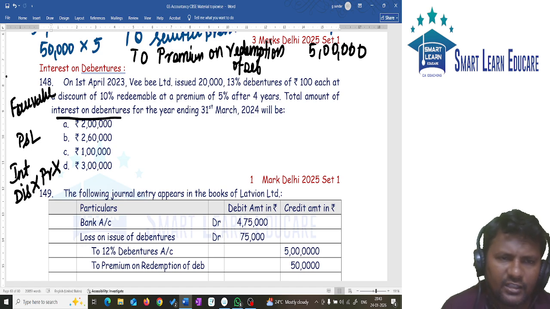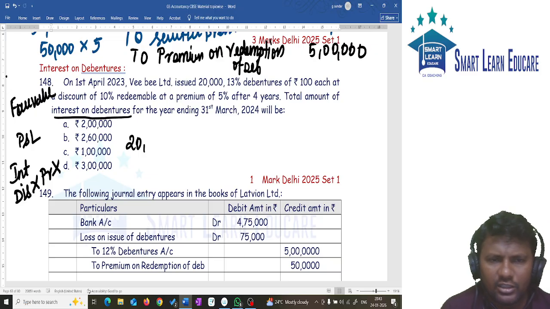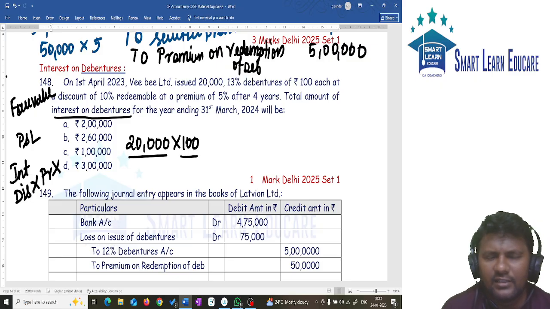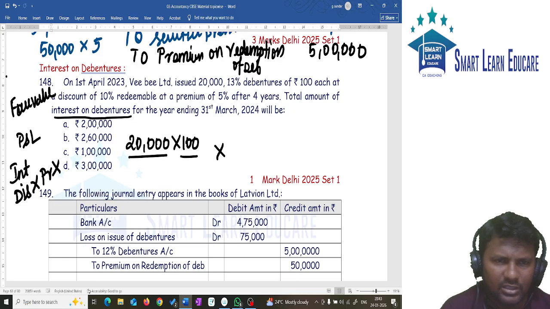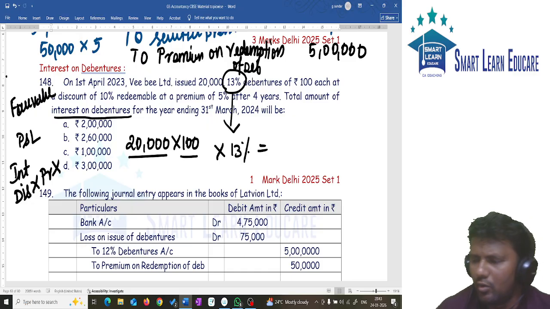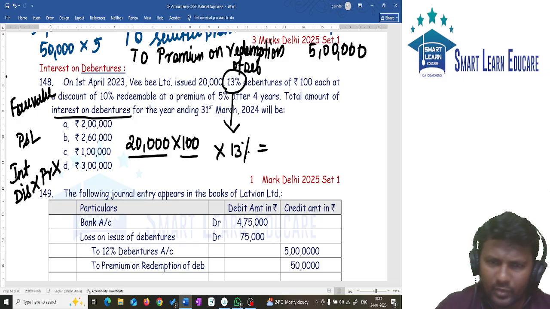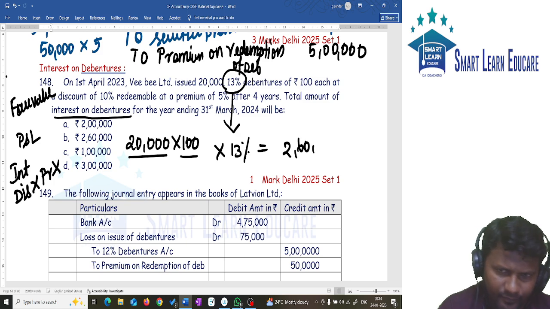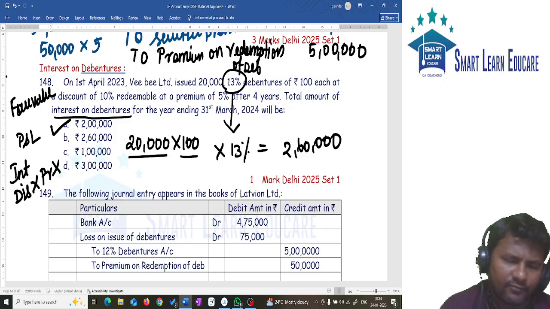Question: find the amount of interest on debenture. 20,000 is the number of debentures, and 100 is the face value, into how much percentage? What is the rate of interest? Interest on debenture rate is 13 percentage. 20,000 into 100 will give you 20 lakh. 20 lakh into 13 percentage will give you 2 lakh and 60,000. So the answer for question number 148 is A.